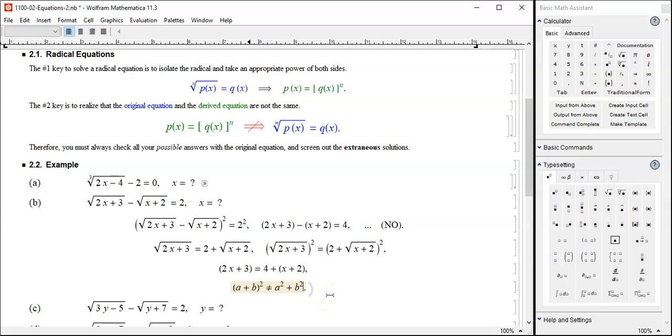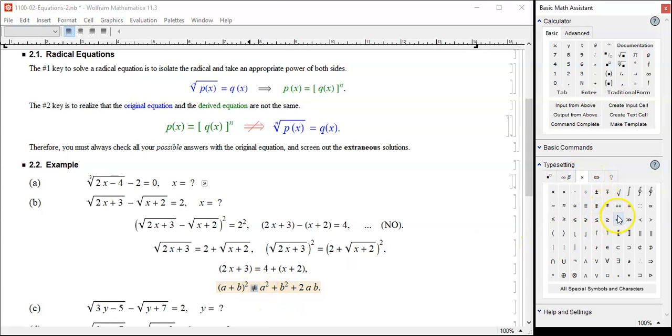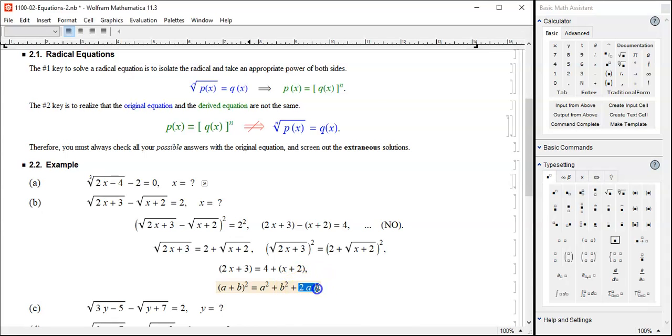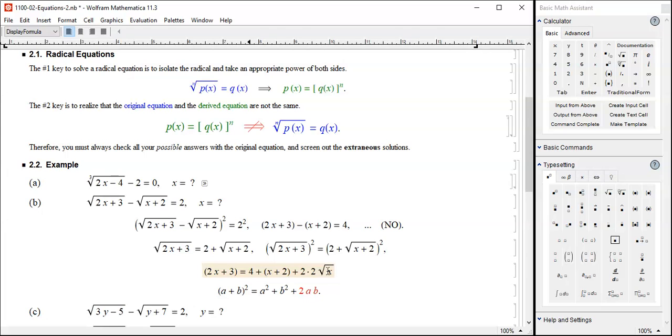How do I make it right? Plus 2ab. Now we have equality. Complete square formula. So we need this. So let's put this one in. Plus 2 times 2, because this 2, times square root of x plus 2.